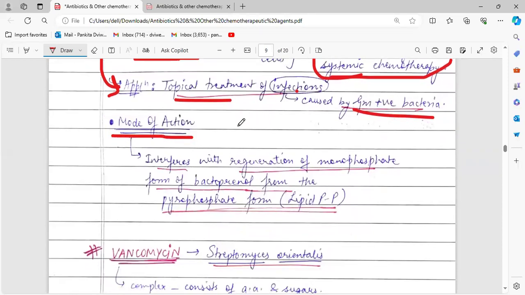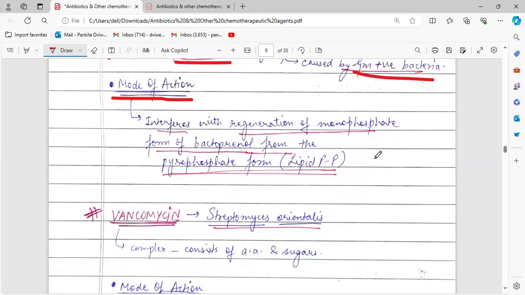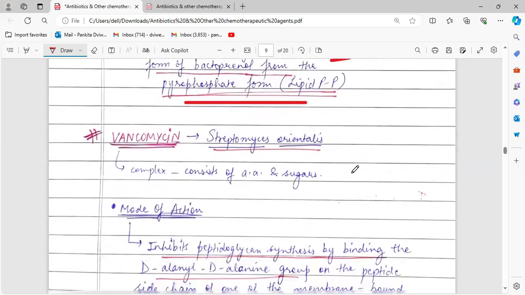The mode of action of bacitracin is that it interferes with the regeneration of the monophosphate form of the bactoprenol from the pyrophosphate form, which is also known as the lipid PP form.